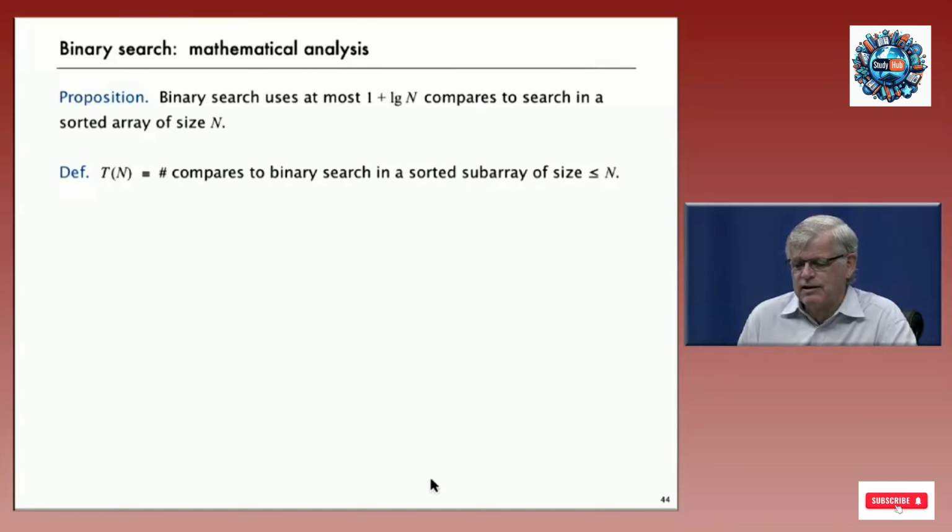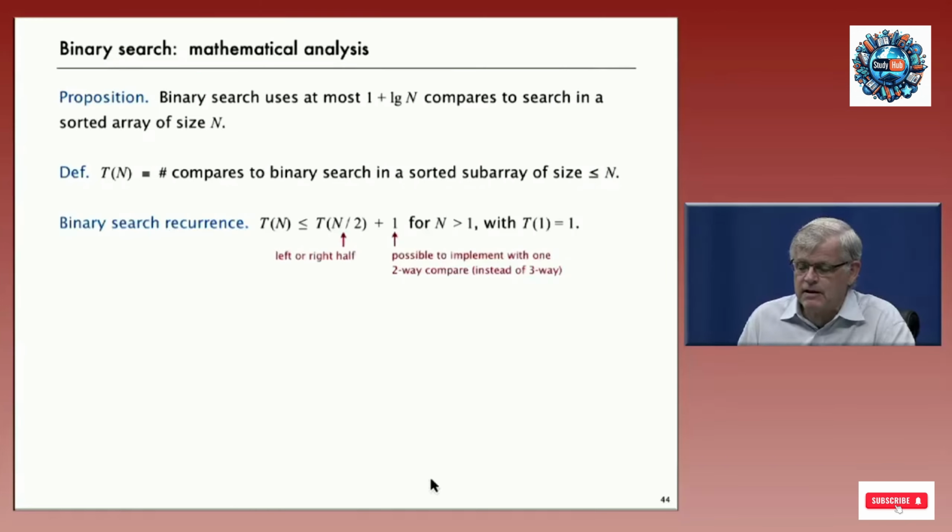So it says that binary search uses at most 1 plus log base 2 of n compares to complete a search in a sorted array of size n. So we set up the problem by defining a variable T of n, which is the number of compares that binary search is going to need for an array of size n. And then we write down a recurrence relation that reflects the code.